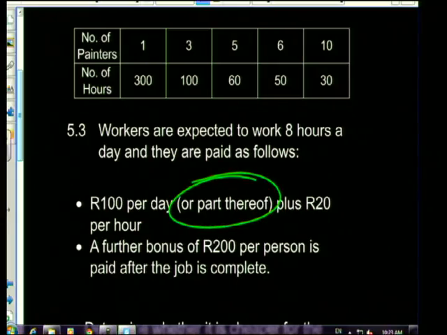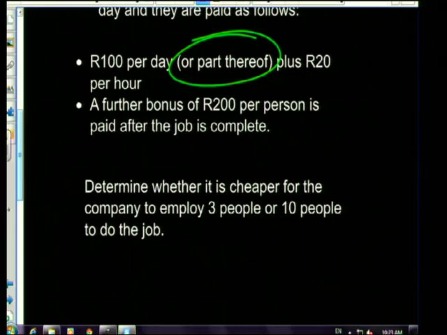Let's have a look at this. What does part thereof mean? Part thereof means, guys, that if I work for an hour, I'm going to get 20 Rand. If I work for 5 minutes in that hour, I'm also going to get 20 Rand. So part thereof means any part of an hour, I'm going to be paid for it. Okay? So determine whether it's cheaper for the company to employ 3 people or to employ 10 people.